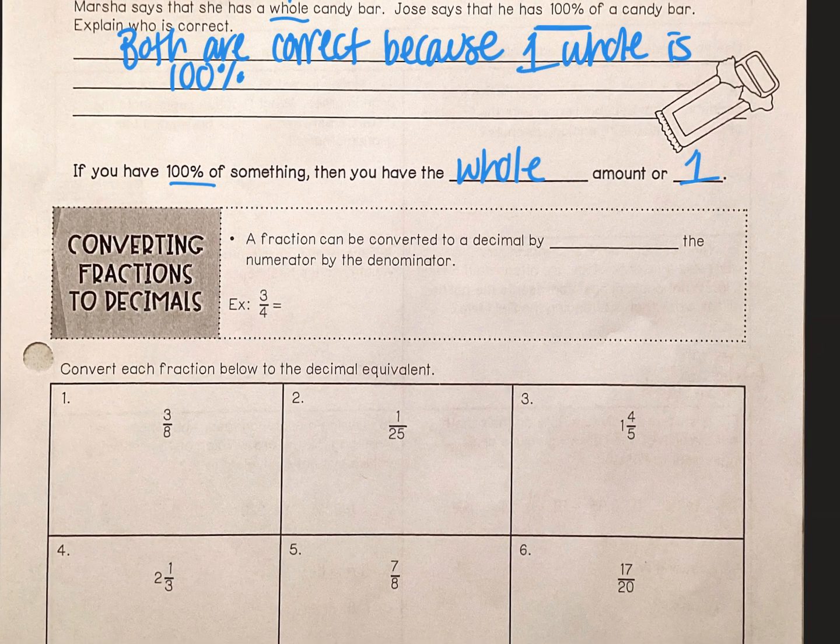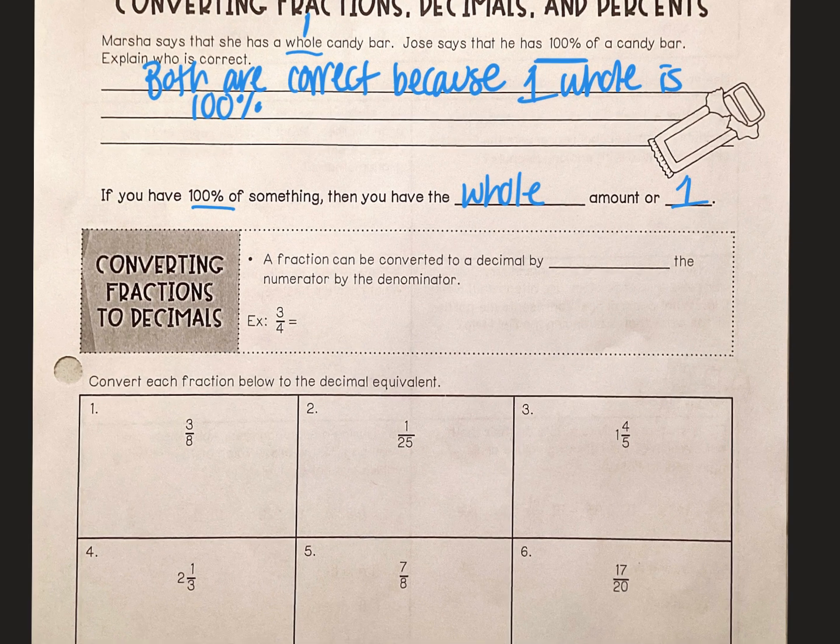So now when talking about converting fractions to decimals, a fraction and a decimal are less than a whole, right? So if you have 3/4 of something, that means you have less than one whole. So they're just portions. A fraction and a decimal are two different forms of a portion, but they can have the same value.